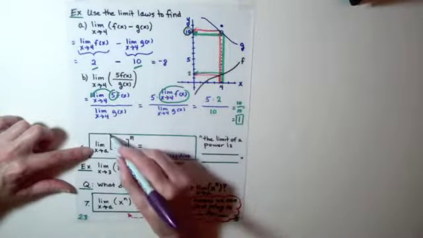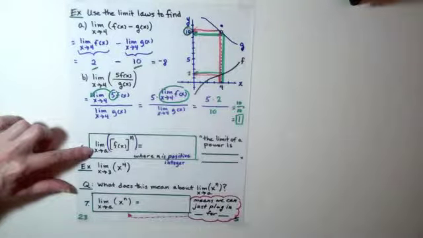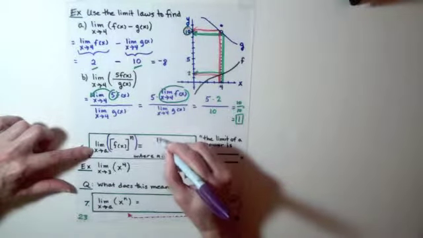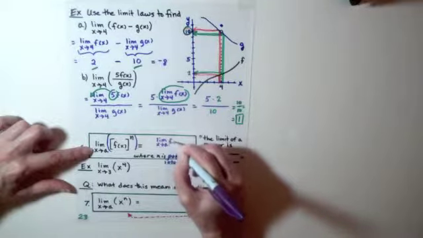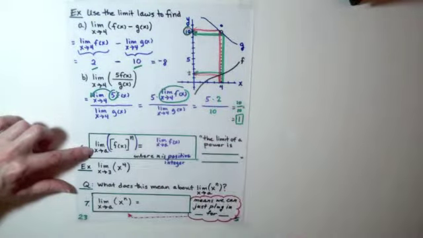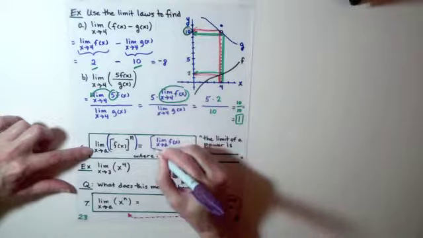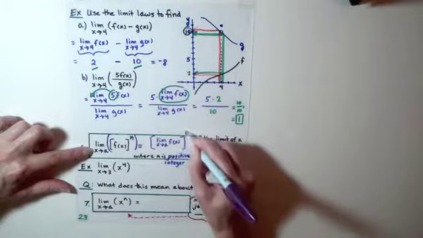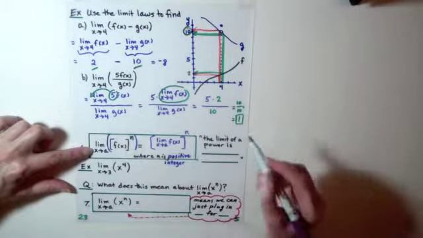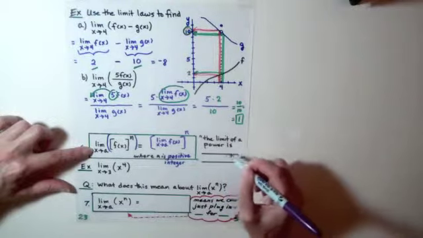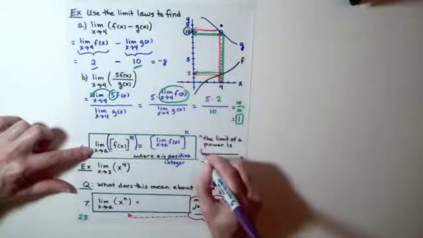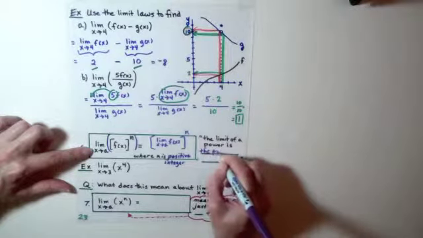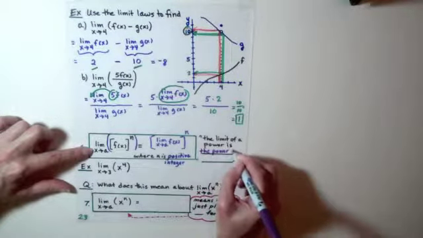is exactly the same as if we find the limit as x approaches a of just f of x, get some number, and raise that whole number to the nth power. In words, we say the limit of a power is, you can probably guess the rest of it, the power of the limit.